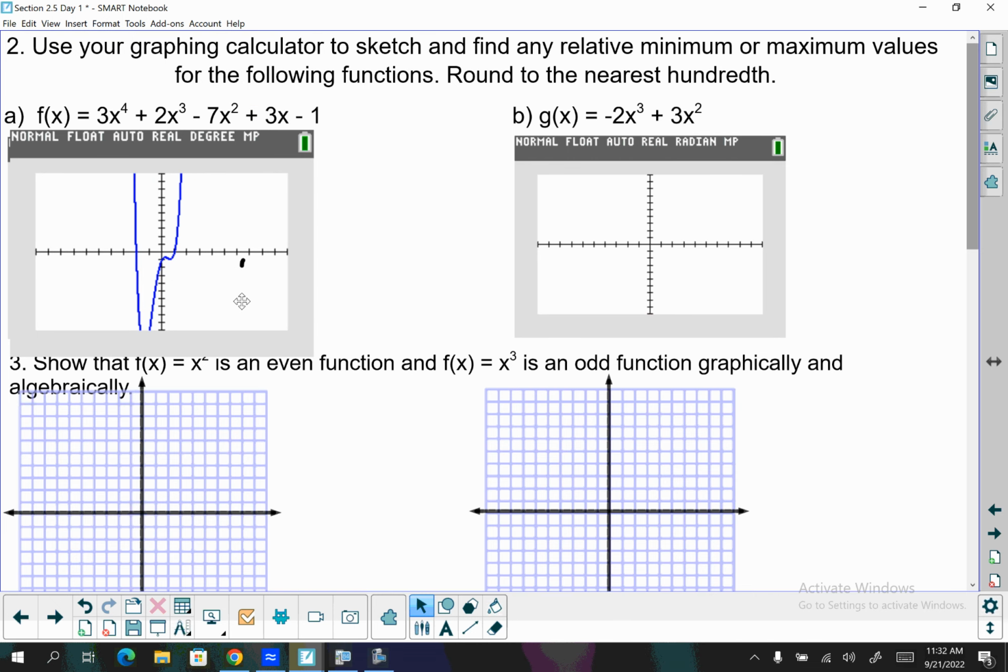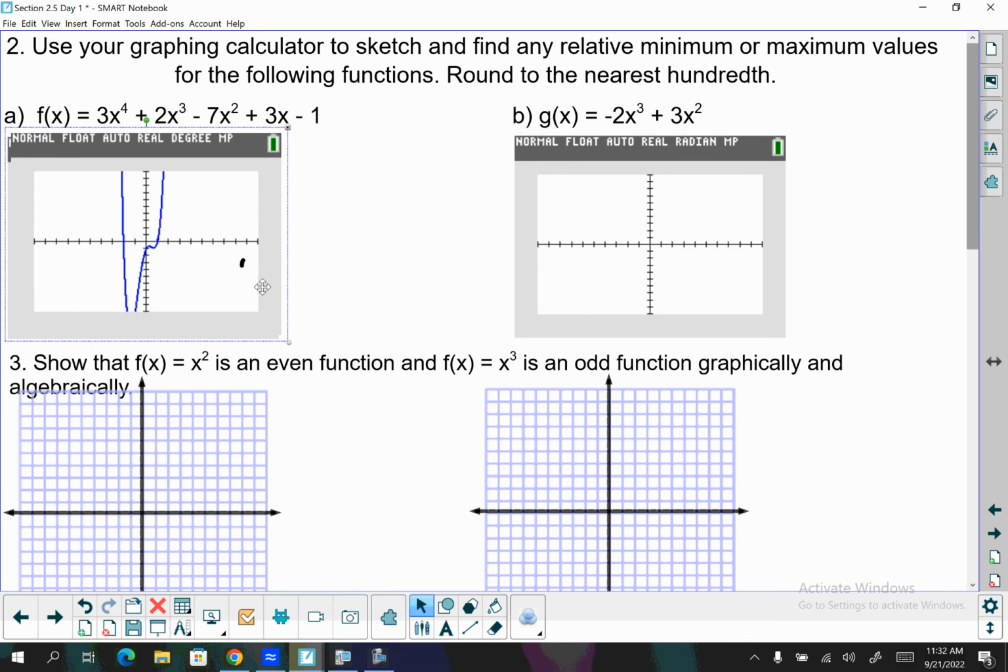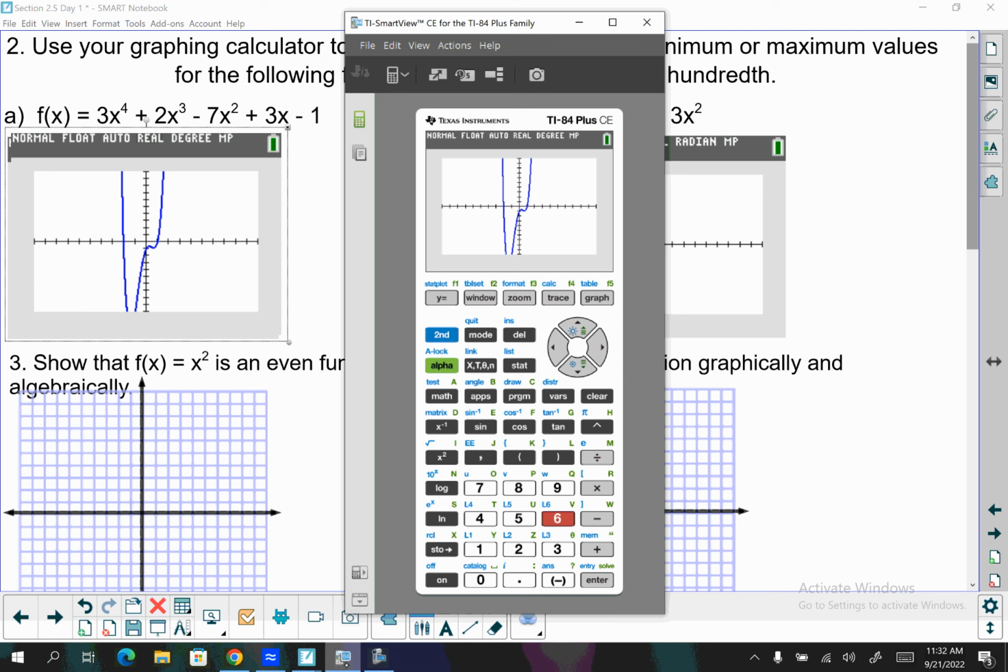Any questions so far? Okay, great. All right, next thing we're going to do is calculate min and maximum values. So you should be able to look at this picture and say, okay, I know there's going to be a minimum down here, and it looks like there's a maximum there, and there's a minimum there. So there's 3 of them that I want to calculate, which means we're going to do this procedure 3 times.